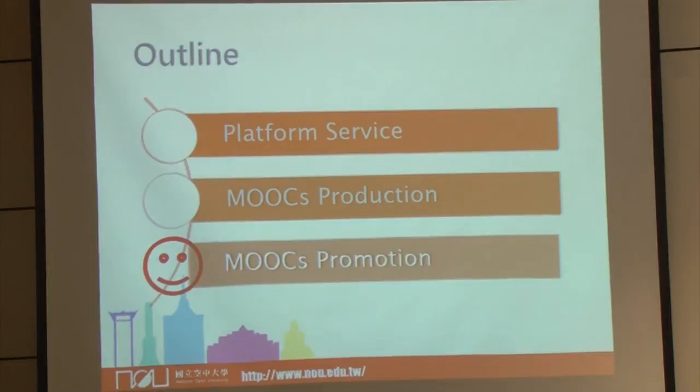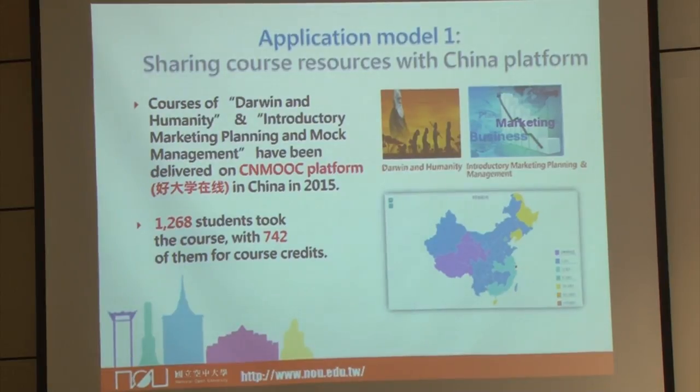Okay, let's move to the MOOCs promotion. I try to summarize our promotion into six models. The first model is sharing course resources with China platforms. There are two MOOCs, Darwin and Humanity, and Introductory Marketing Planning and Management, that have been delivered on the CMOOCs platform.